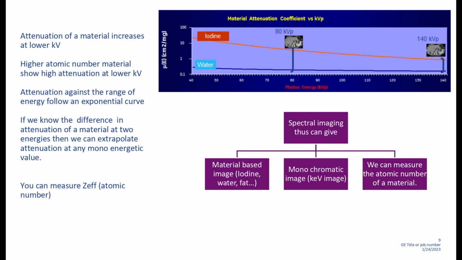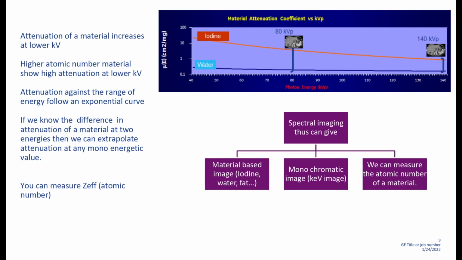When you are reviewing, ideally, please don't go by a single material pair. Do the reverse also always, and then look at how it is behaving. Okay? So the first type of image you get is called a material based image. The second type of image you get is called a monochromatic image, which is attenuation at 40 to 140 kV, 101 energy levels you can get.